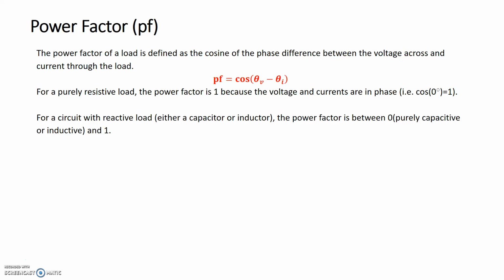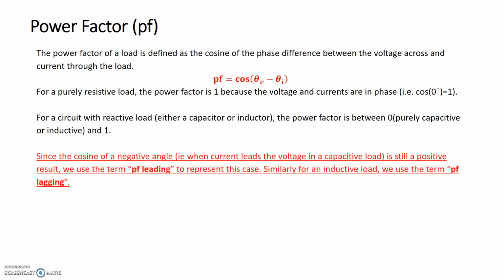Now, the cosine of a negative angle, which is when the current leads the voltage in a capacitive load, is still a positive result. We use the term PF leading to represent this case. So for a capacitive load, we call it power factor leading, and for an inductive load, we call it power factor lagging. Ideally, we prefer the power factor to be 1.